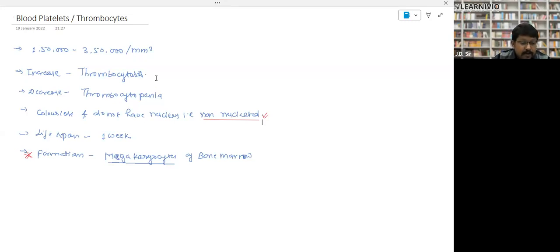Platelets are formed in megakaryocyte cells of bone marrow. It is written over here. Their lifespan is about a week. Next point, last point.